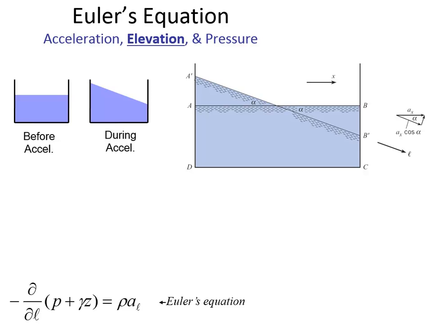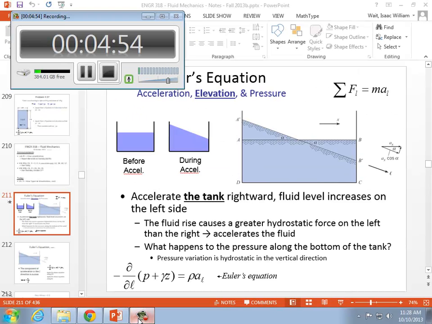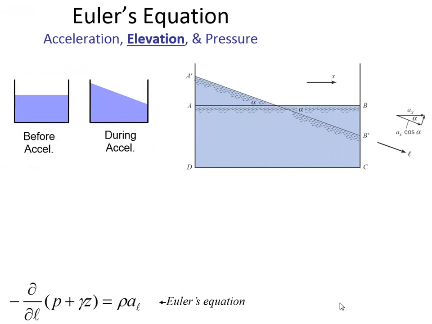Another thing that Euler's equation can address is how a liquid level responds to acceleration, because either the pressure is going to change or the elevation of a fluid is going to change when it's accelerating. And the first clue of that is built into Euler's equation itself. Here's piezometric pressure in the brackets. That's the expression in the brackets.